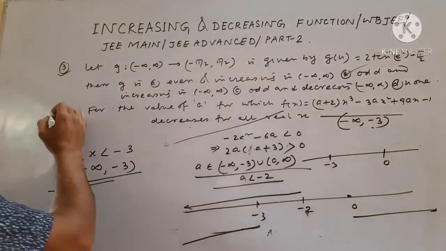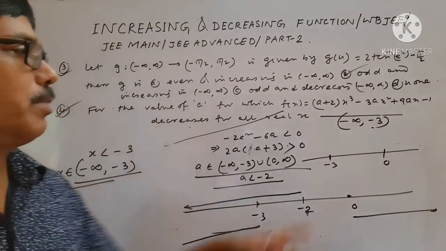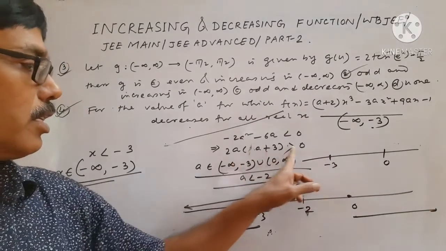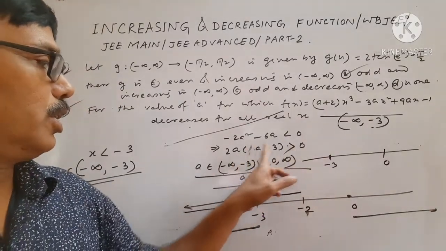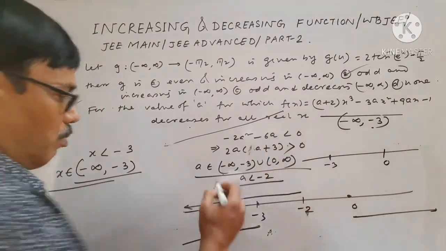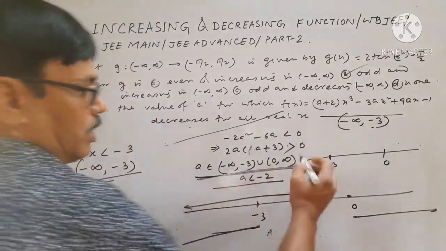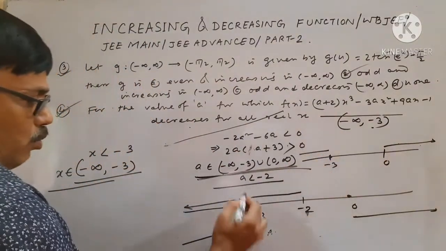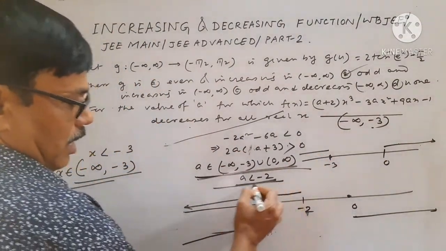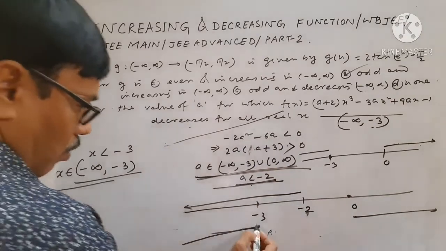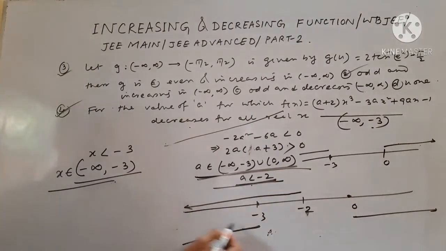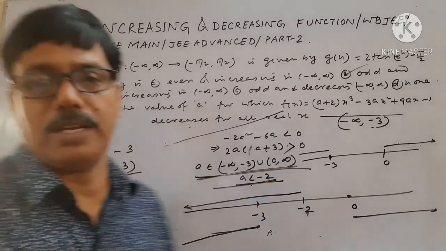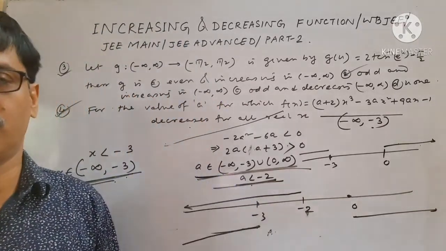So this is a most important problem. For decreasing, f dash x less than 0, we are getting this inequality. From this, the value of a lies between these values; if it is greater than 0, outside the interval, and one more condition at the beginning, a less than minus 2. So the common part is minus 3, x less than minus 3, which we can write in interval form.